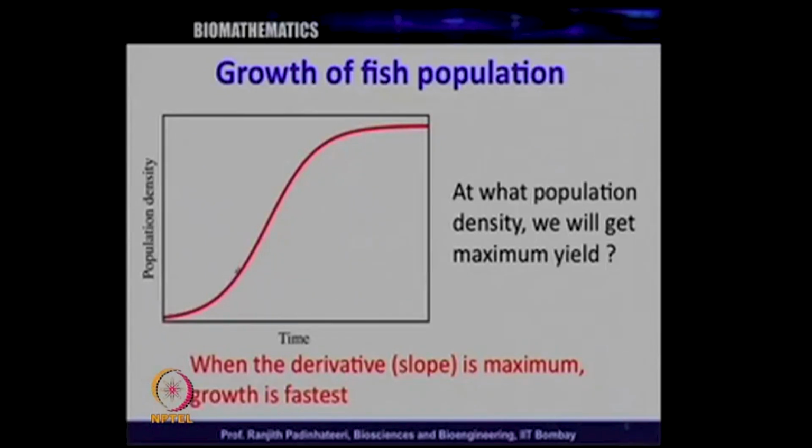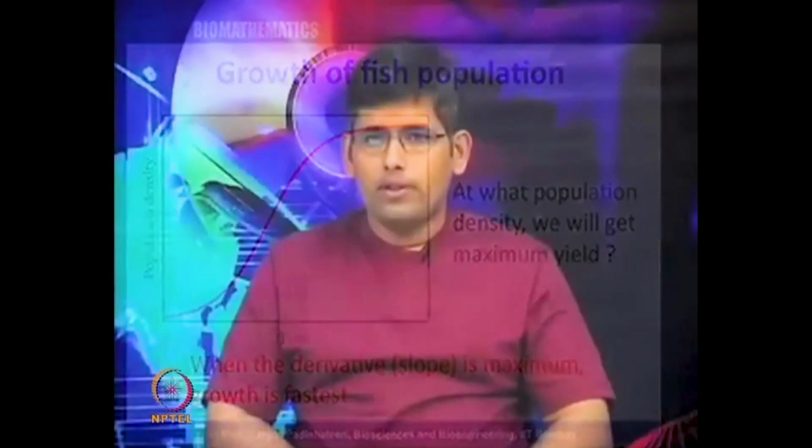And we wanted to understand this question: at what population density will we get the maximum yield? What do you mean by maximum yield? When we say maximum yield, what do we want? We want the number of fishes to increase very fast. So, the fish growth has to be fastest. That is where you will get the maximum fish.